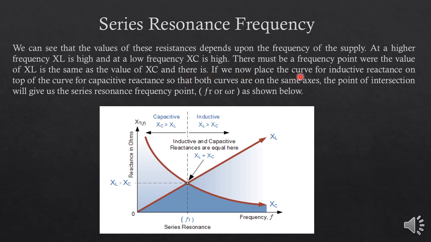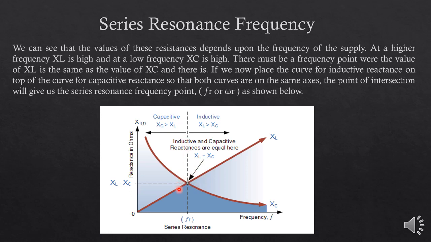If we now place the curve of the inductive reactance on top of the curve of the capacitive reactance, so that both curves are on the same axis, the point of intersection will give us the series resonant frequency point, as shown in the following figure. Here this is the capacitive reactance graph and this is the inductive reactance graph. If we plot them on the same frequency axis, there will be a point where both graphs intersect. This point will be known as the resonant frequency point.